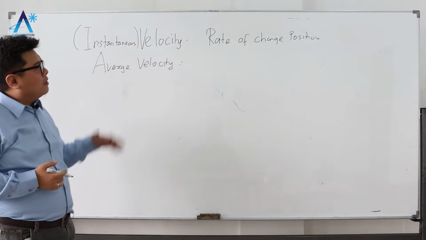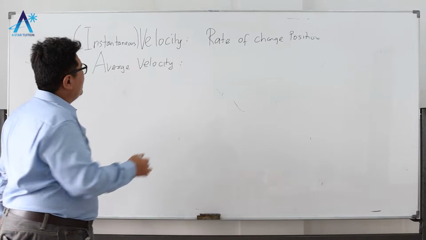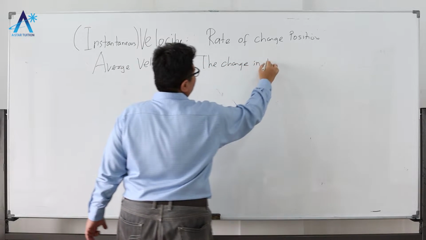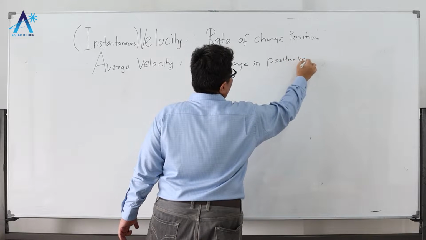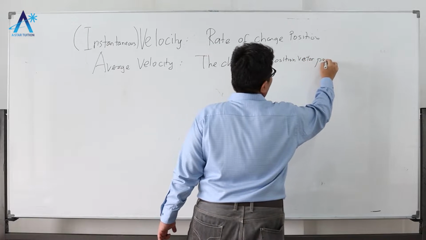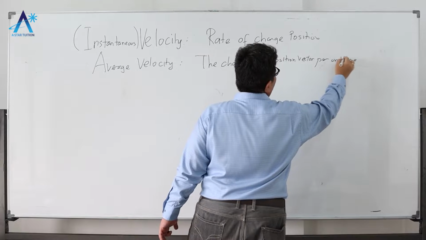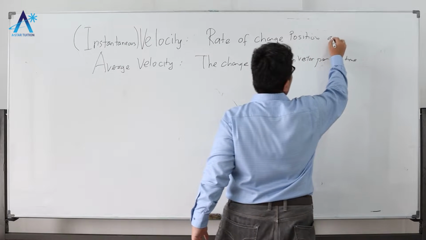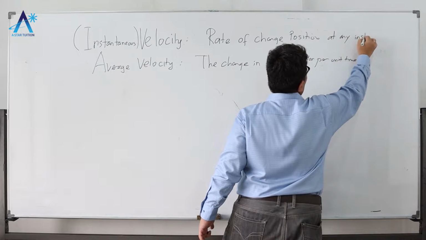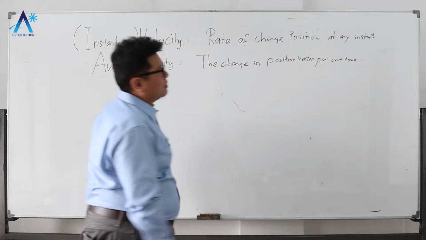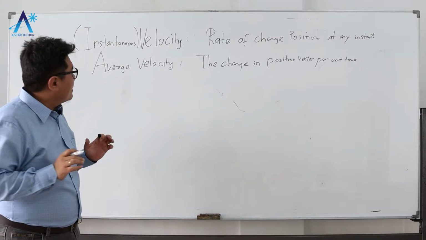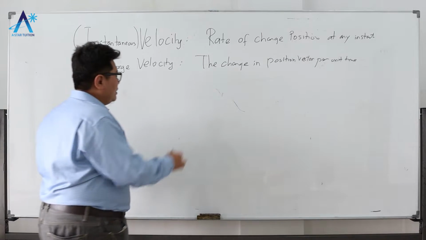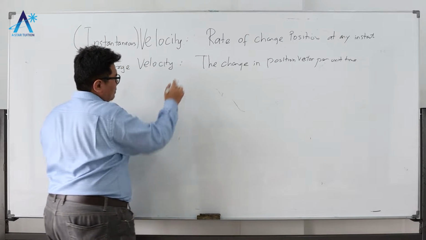What is average velocity? Average velocity is simply the change in position vector per unit time. Now, the instantaneous velocity is the rate of change of position at any instant. So, therefore, the difference is about the time interval, so to speak. The time interval between instantaneous and average.